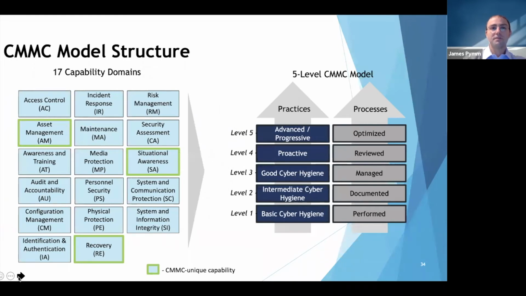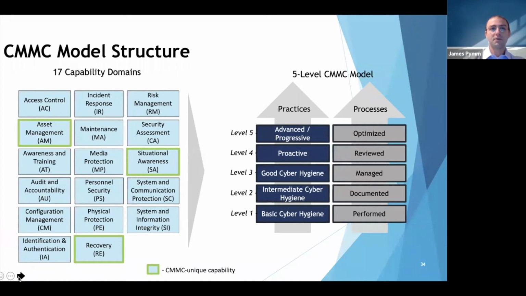So the graphic on the left shows the CMMC model is composed of 17 capability domains. Just think of these as 17 buckets of practices with like attributes. And one thing I want to note, CMMC refers to them as practices, but this is the same as what NIST 800-171 referred to as controls.